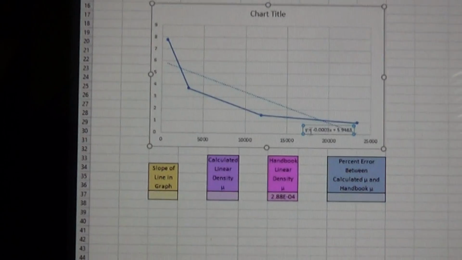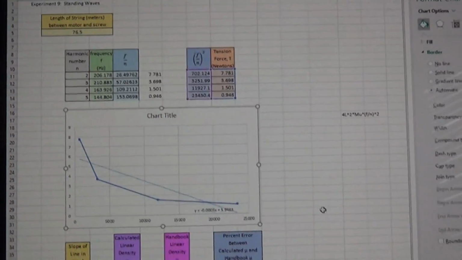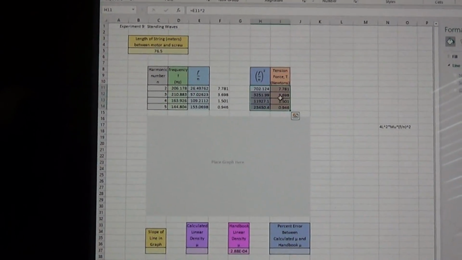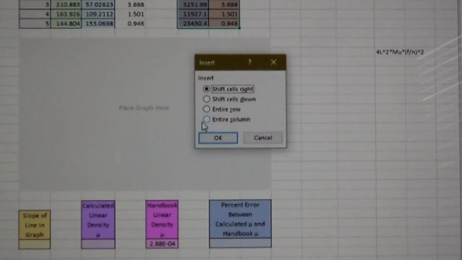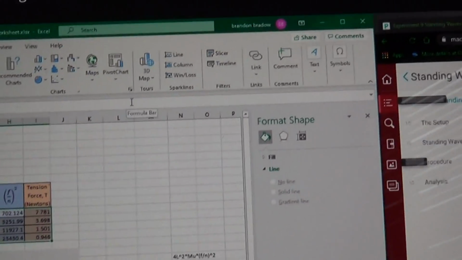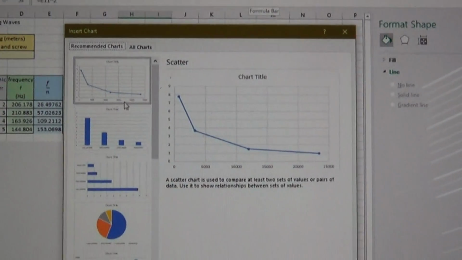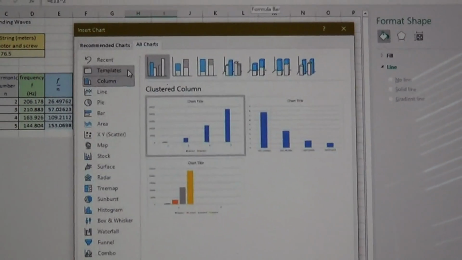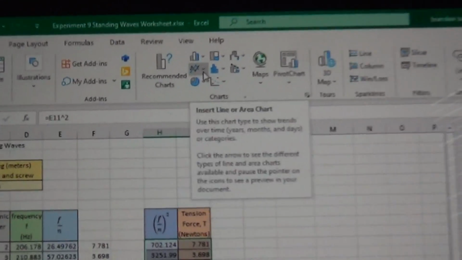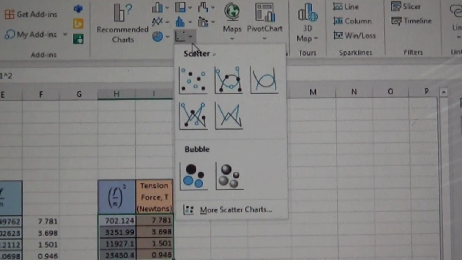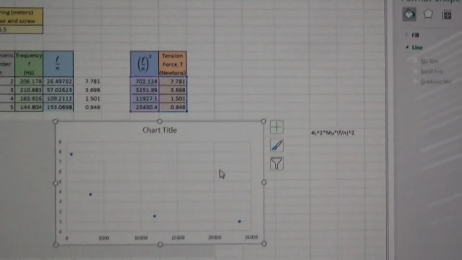Let's try this again. Why don't you go ahead and delete the graph completely? Then go up and choose your values there, and then go up to insert and choose the charts, the scatter graph. Not that one. Go back up and close that window. Go up to the scatter chart, one more down, that one. Click on that and choose the first one. And you still have that.